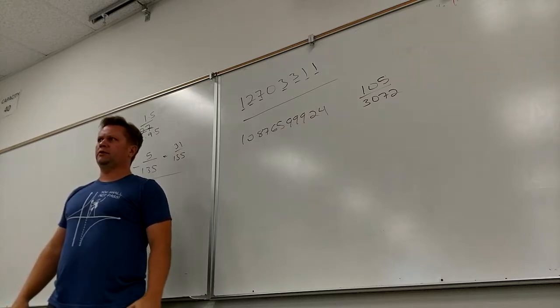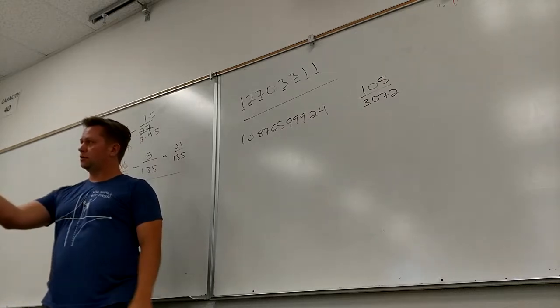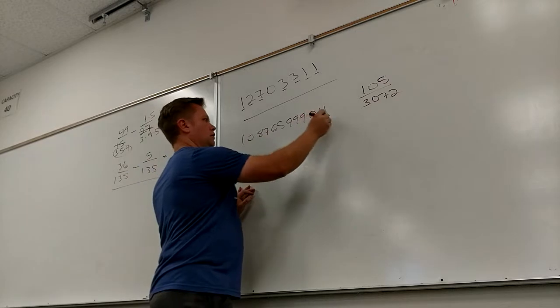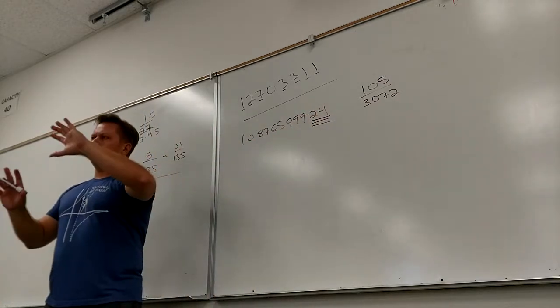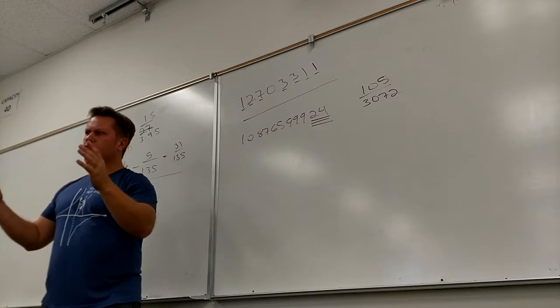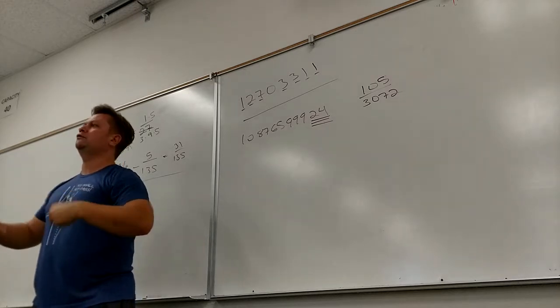Why does 4 go into that number? The last two numbers. Since 4 goes into 24, 4 goes into this thing. And you can just memorize that as a rule, but why does that make sense? Because 4 goes into 100.